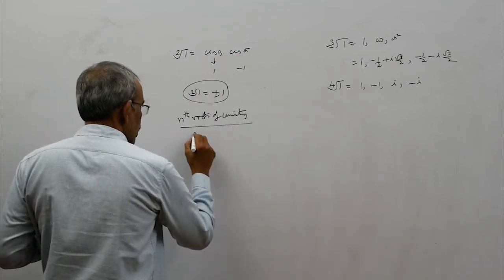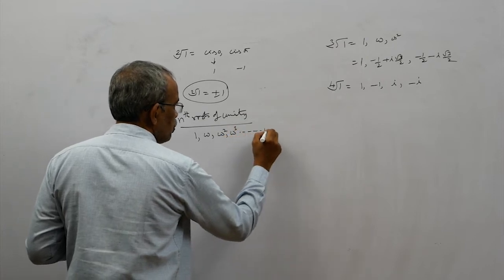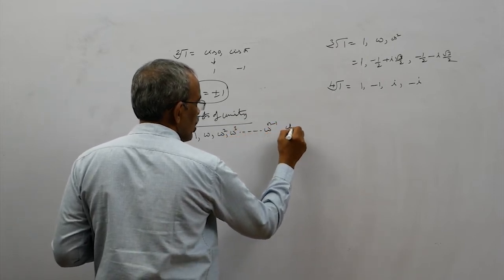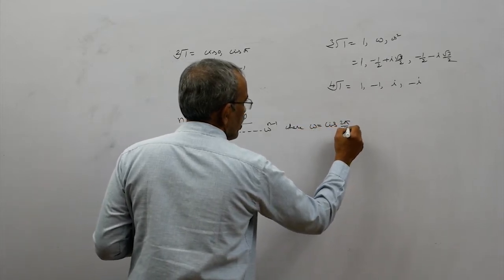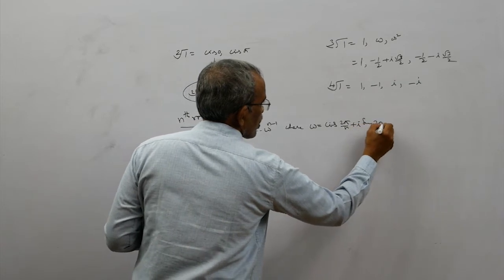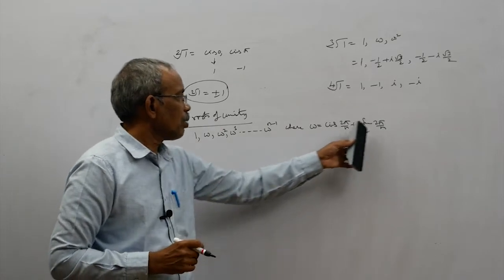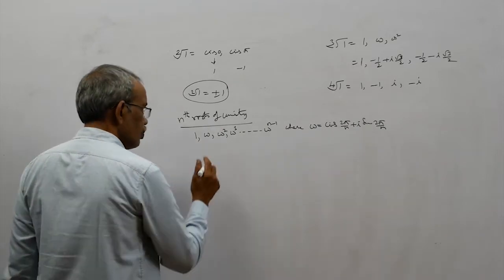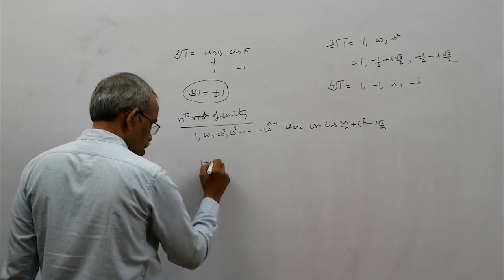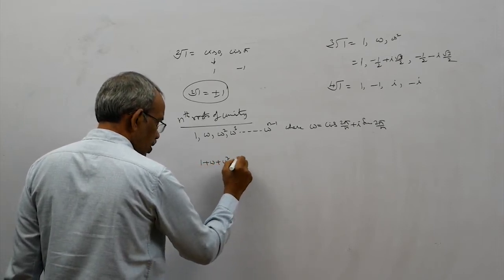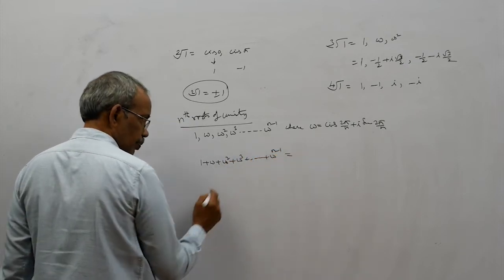The nth roots of unity are 1, omega, omega square, omega cube, up to omega to the power of n minus 1, where omega is equal to cos 2 pi by n plus I sin 2 pi by n. The sum of the nth roots of unity is 1 plus omega plus omega square plus omega cube plus up to omega to the power of n minus 1.